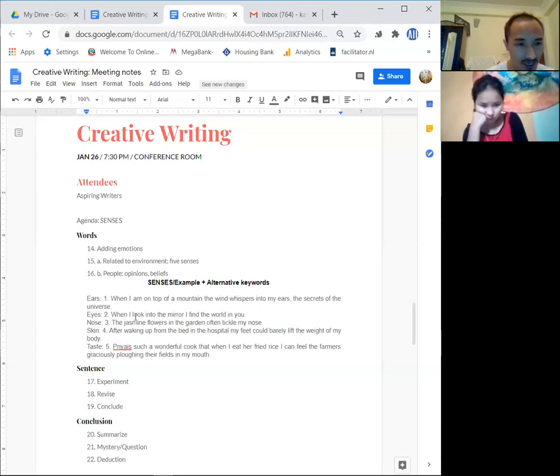For example, with a different topic, in terms of ears, I can say something like, when I'm on top of a mountain, the wind whispers into my ears the secrets of the universe. Now, in terms of eyes, you could write something like, when I look into the mirror, I find the world in you. A little bit poetic. In terms of nose, the jasmine flowers in the garden often tickle my nose. Skin, you can write something like, after waking up from the bed in the hospital, my feet could barely lift the weight of my body.